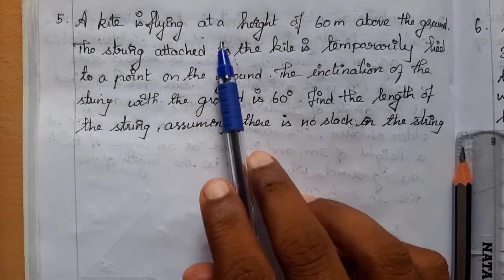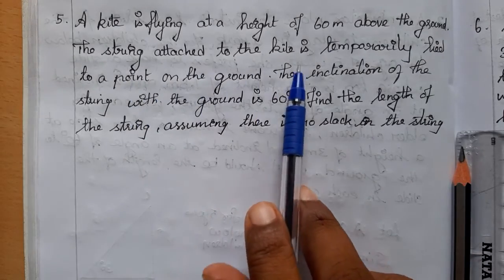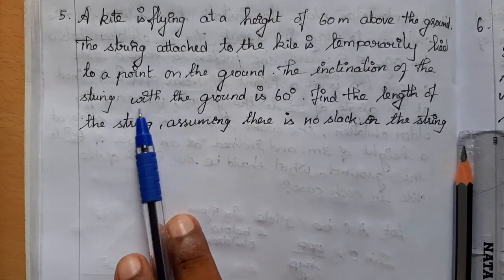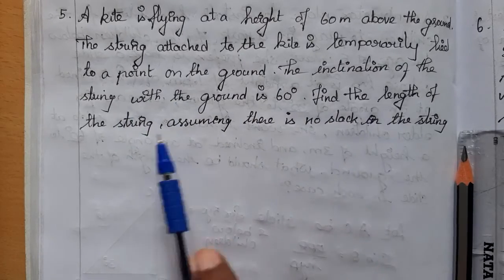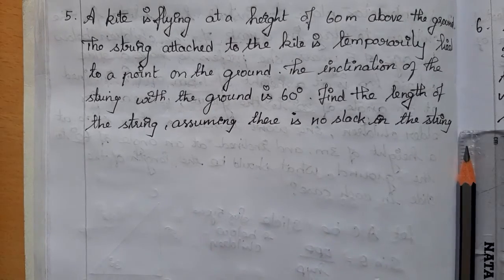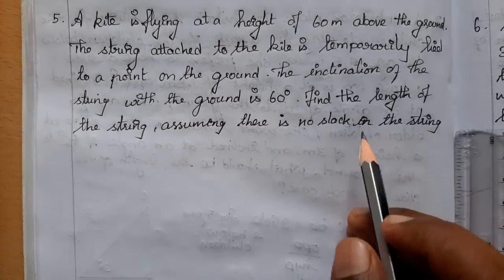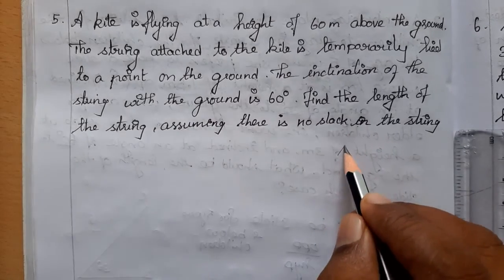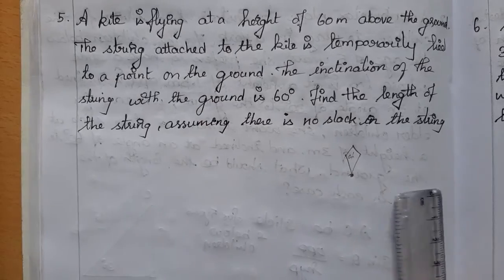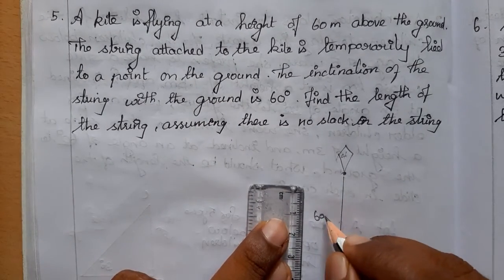A kite is flying at a height of 60 meter above the ground. A string attached to the kite is temporarily tied to a point on the ground. The inclination of the string with the ground is 60 degree. Find the length of the string, assuming there is no slack in the string. So the kite is flying at the height above the ground. So imagine the kite is flying here, at this point. Okay, it is at 60 meter height to the ground.